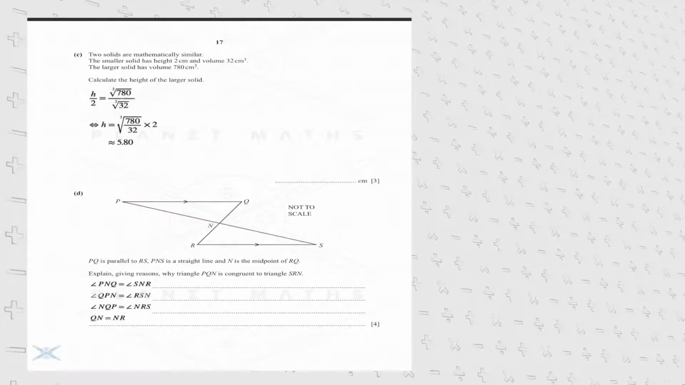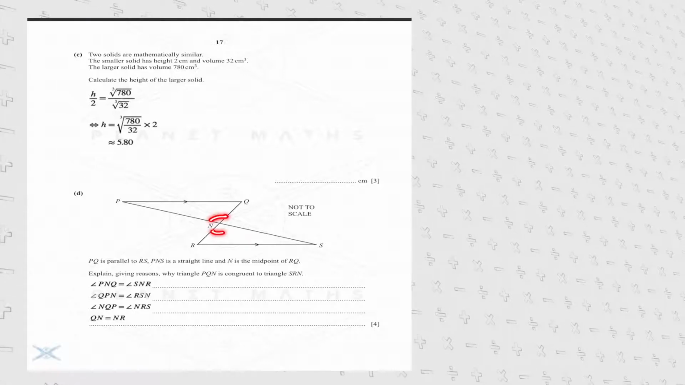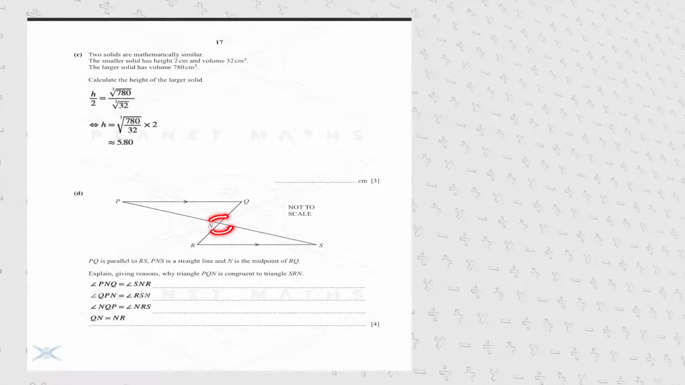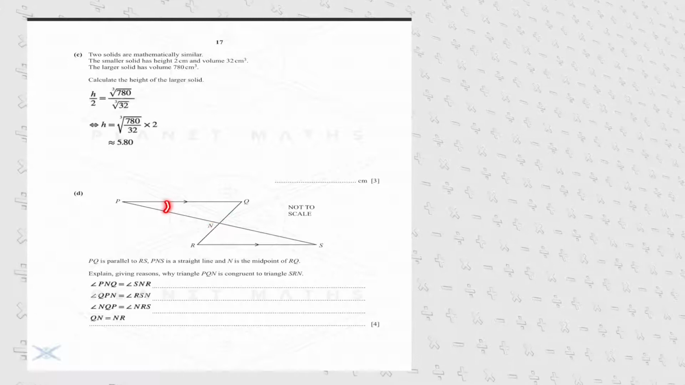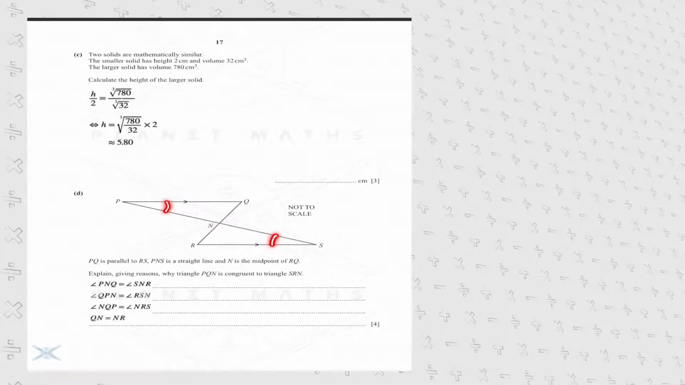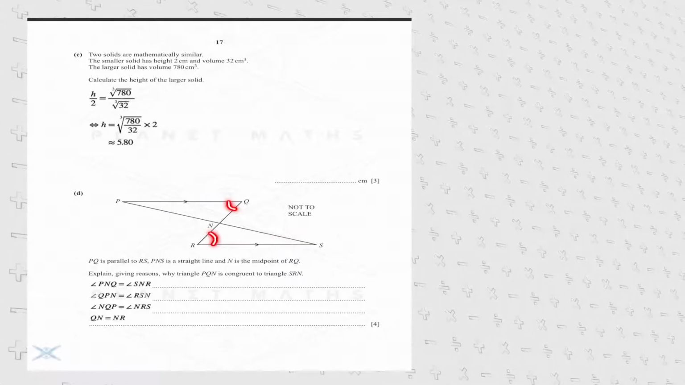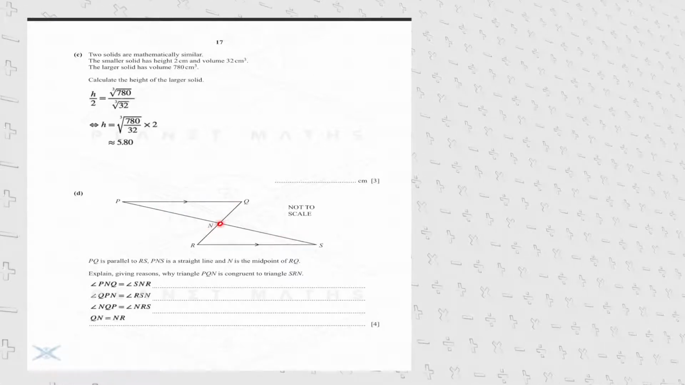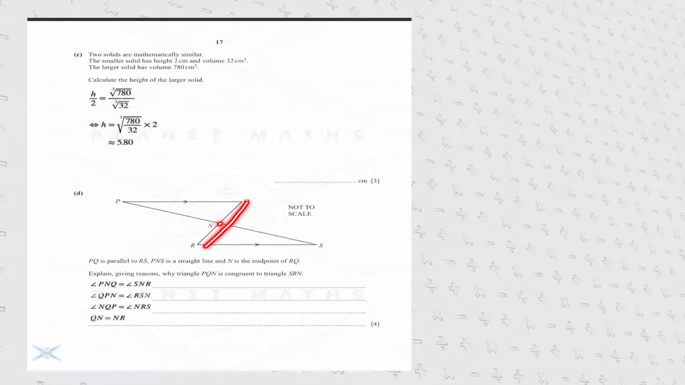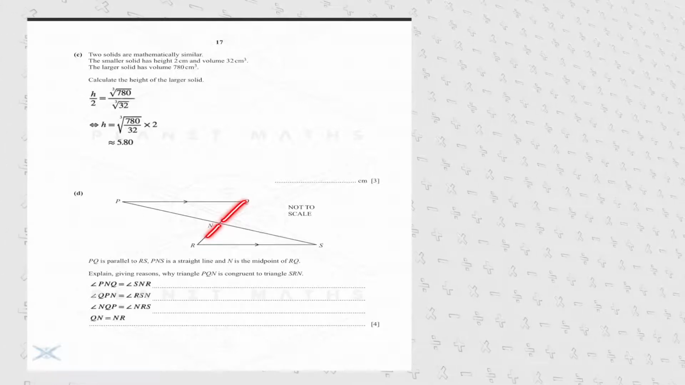Firstly, we can state that angles PNQ and SNR are equal, since both angles are opposite. QPN and RSN are also the same, since we are working here with alternate angles. And for the same reason, NQP and NRS are identical as well. And lastly, since N is the midpoint of QR, we know that QN and NR must be of equal length.